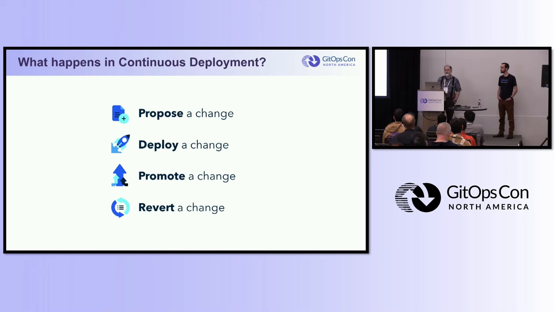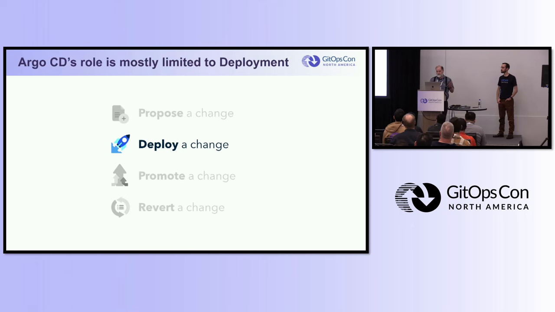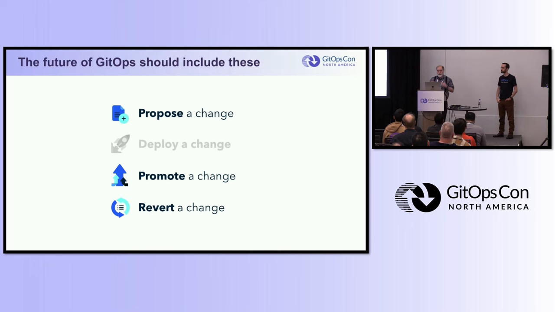So what happens in continuous deployment? As we've seen with Cargo, if you've seen the previous presentation or other tools, the first thing that happens is somebody or some automation proposes a change, then that change gets deployed, then it gets promoted, then it gets deployed, then it gets promoted. And in some cases, either through rollouts or 3 days later, you have to roll it back, revert the change. Argo CD is mainly limited to deployment. It doesn't do anything else at this point in time. It does it very well, but that's all it does. In the future of GitOps, we want to define GitOps so it covers all of this. And we're going to show you what we mean.